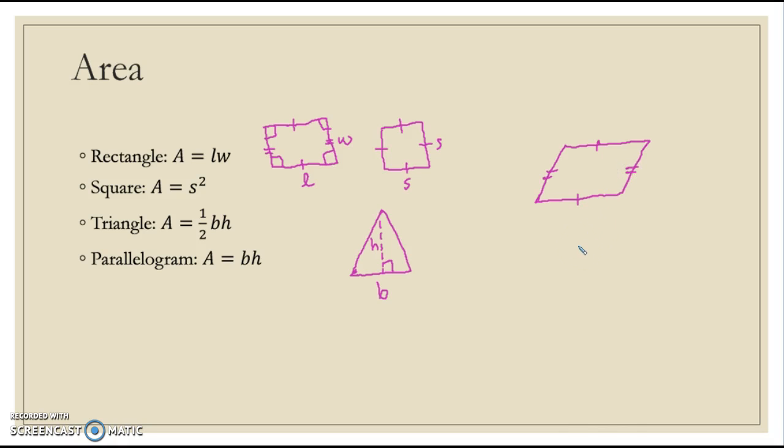Right? Now this is similar to a triangle. We got area is base times height. Your base is the bottom. Now your height has to make a right angle with your base. So your height could be there, or sometimes your height might be shown on the outside. Right? As long as it makes that right angle, you can use it. Alright, so all these are very similar with the length times width or base times height.